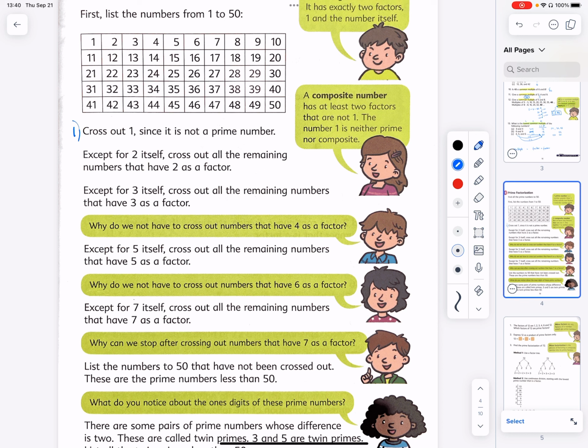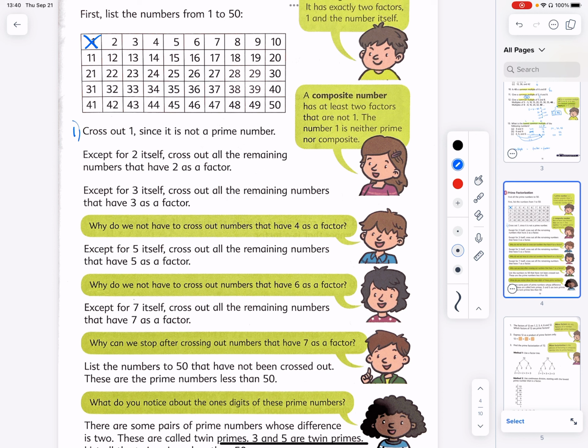Cross out number 1 since it's not a prime number. Let's cross it out. Before I go there, let's discuss what prime numbers are. Prime numbers are those special numbers that have only two factors. They're those poor numbers that have only two divisors, two factors, number 1 and itself. We're going to look at their examples.